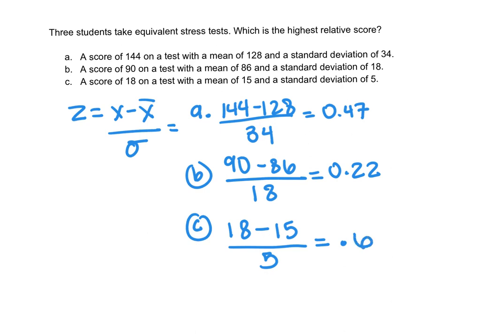Since the last one, or 0.6, has the highest z-score, then that is the one with the highest relative score, and so C is our answer.